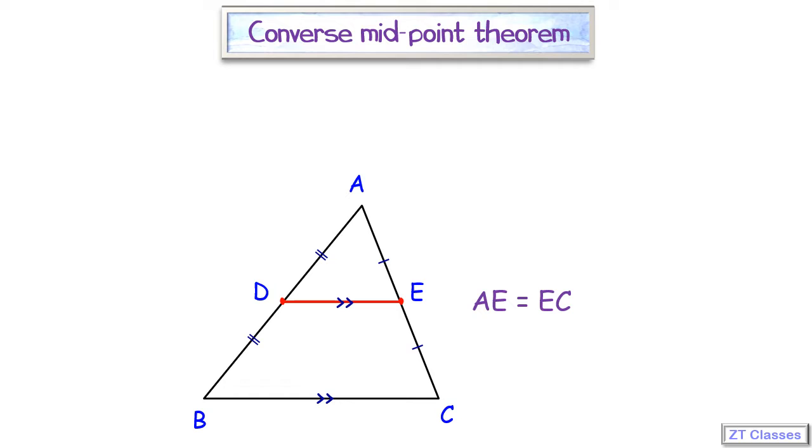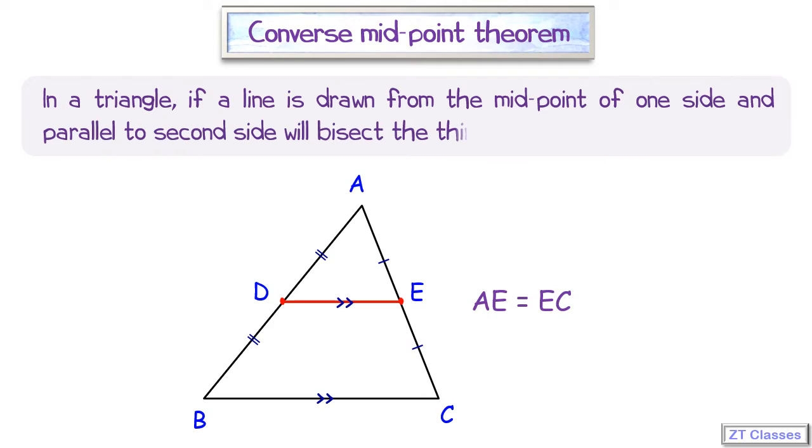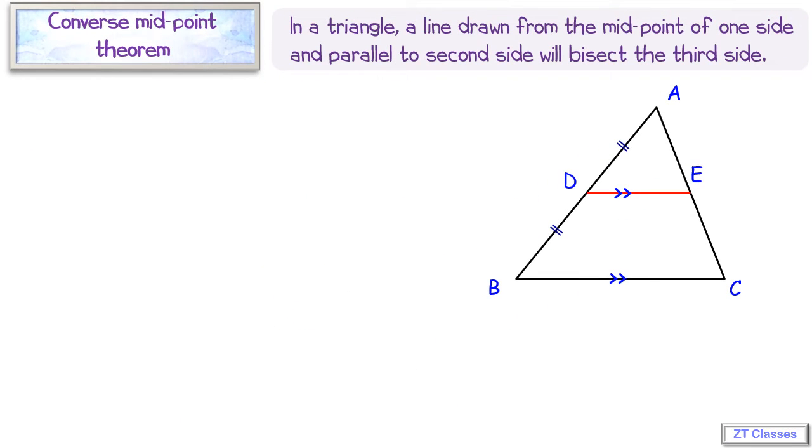to EC. So in words we can say that in a triangle, if a line is drawn from the midpoint of one side and parallel to the second side, it will bisect the third side. Let's see the proof of it.